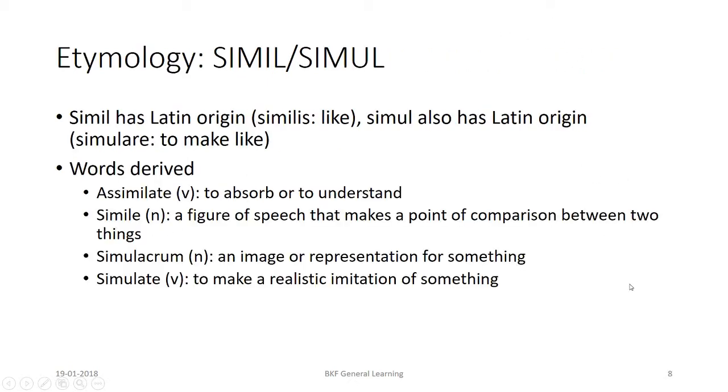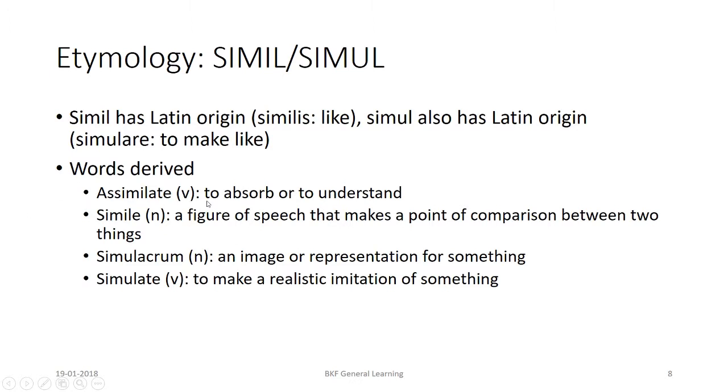Now the etymology of the root word simule. Simul has Latin origin, and simule also has Latin origin. Simul comes from the word similis, which means like, and simule comes from the word simile, which means to make like. And these are the words which we derive.